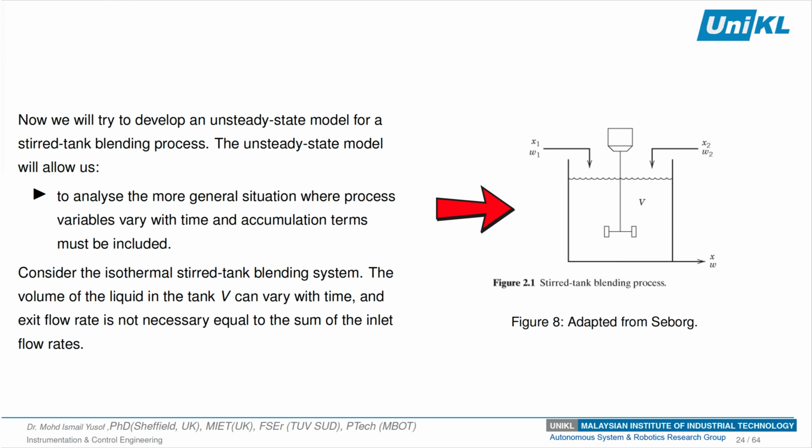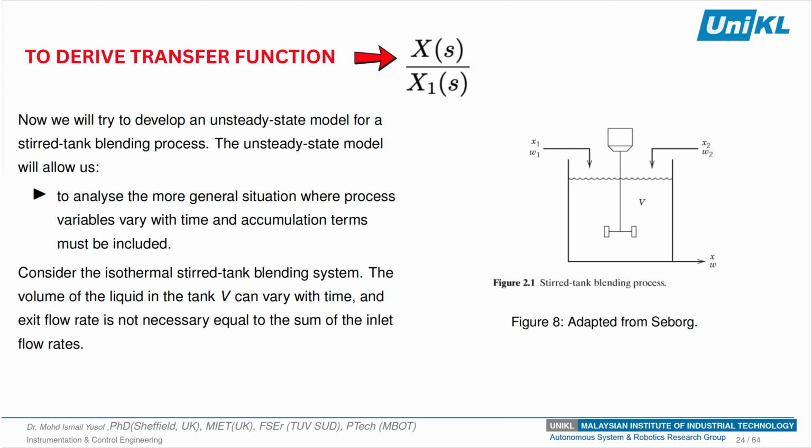Look again at the figure on your right, which is the isothermal stirred tank blending system. The volume of the liquid in the tank, which is denoted by letter V, can vary with time, and exit flow rate is not necessarily equal to the sum of the inlet flow rates, which is inlet 1 and inlet 2. Again, I would like to re-emphasize that the focus of this derivation is to derive unsteady state transfer function in terms of the ratio of the mass fraction x over mass fraction x1.